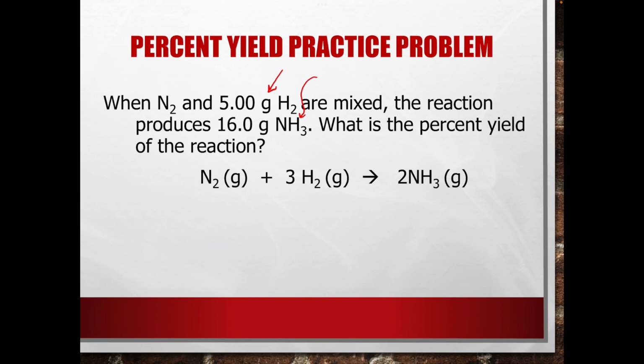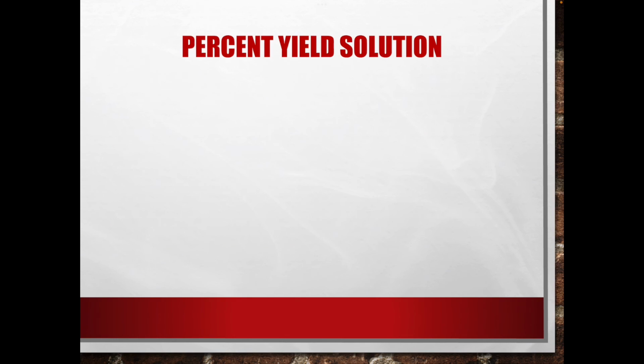Alrighty, here's our balanced chemical equation. So again, you should have done that first. So we have nitrogen plus hydrogen giving ammonia, and you need to go through and balance it. The key here was balancing those hydrogens to 6 so that we get a balanced chemical equation.